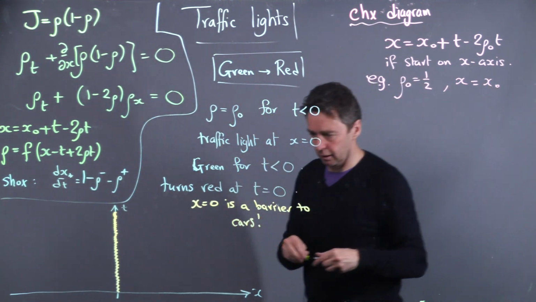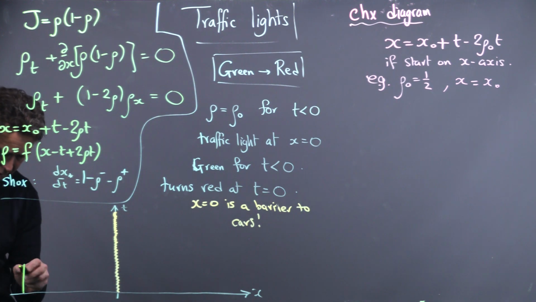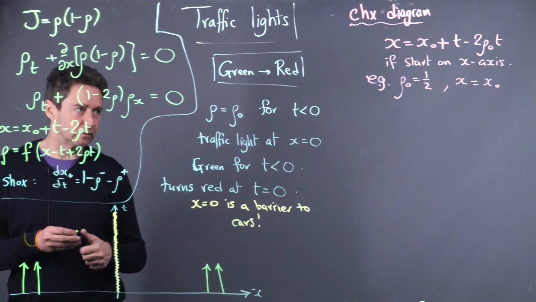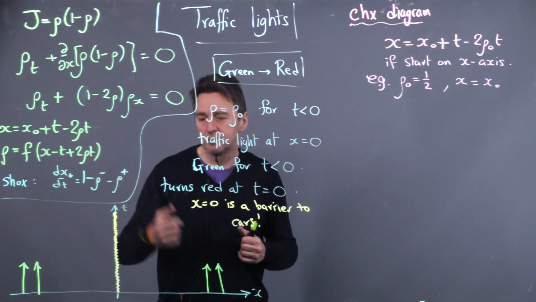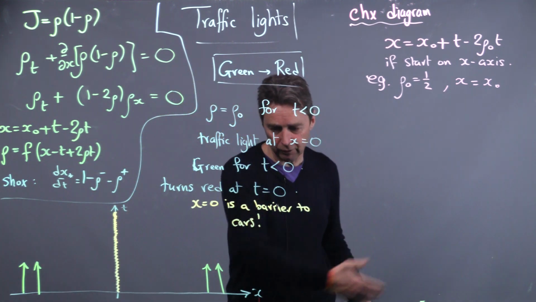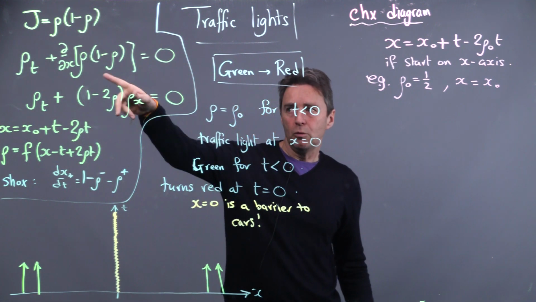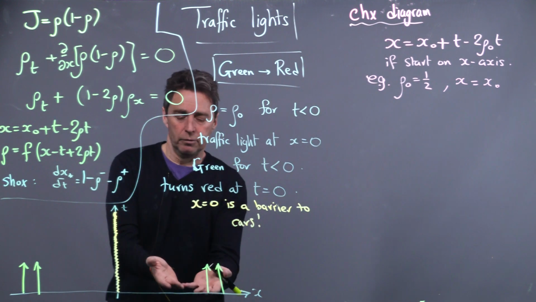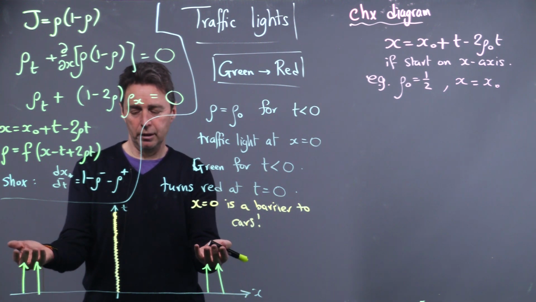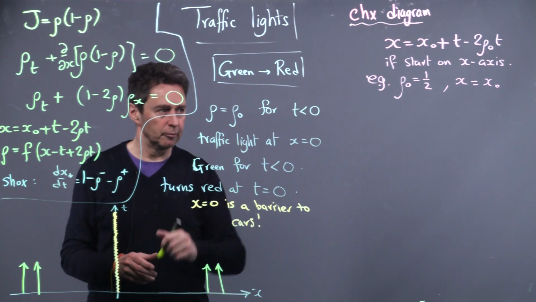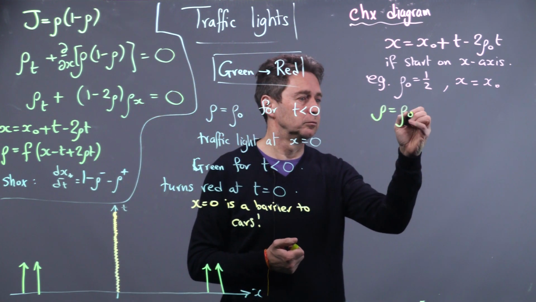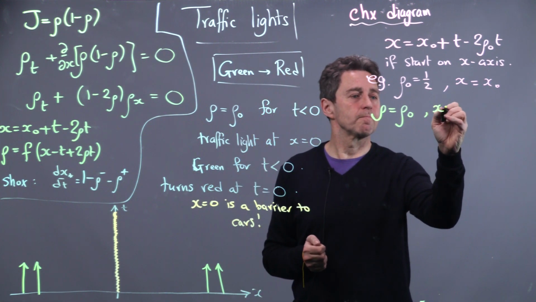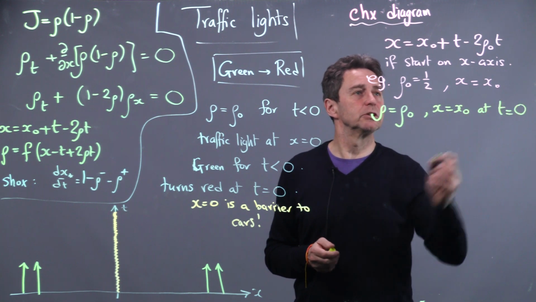So what does that mean? Well, it means that there's a bunch of characteristics that are just vertical. And those vertical characteristics, that's the direction in which information is transferred. The cars are actually moving that way at the original speed, which was 1 minus rho naught. Anyway, we've got information that comes up here from the initial condition, so that's when you start on the x-axis.